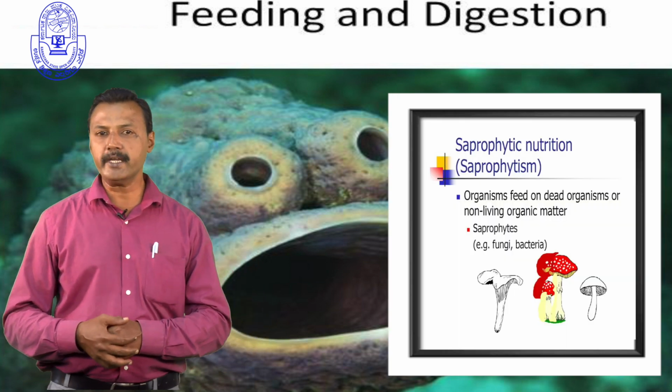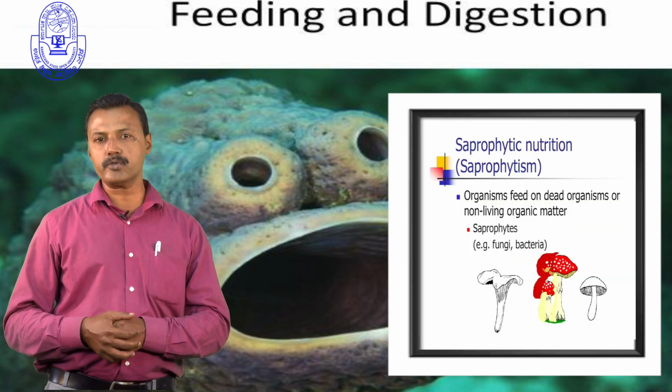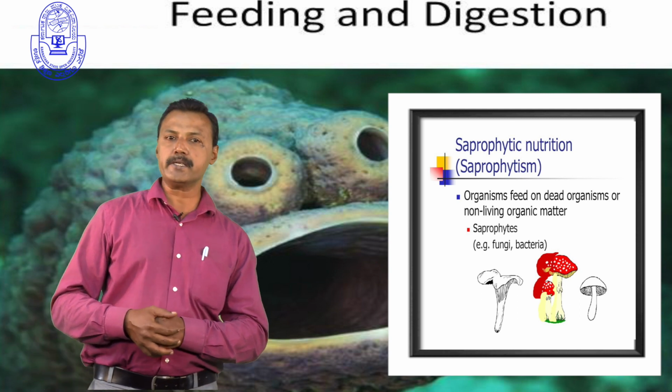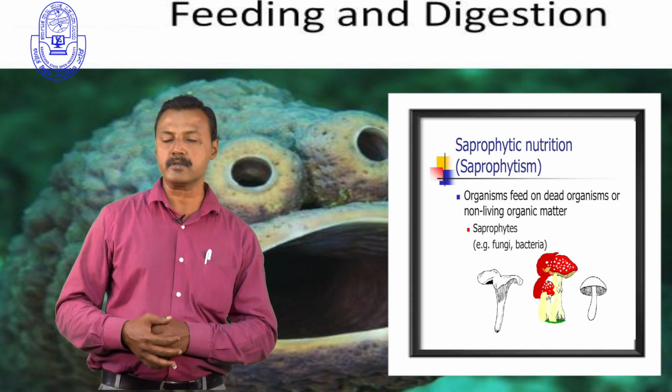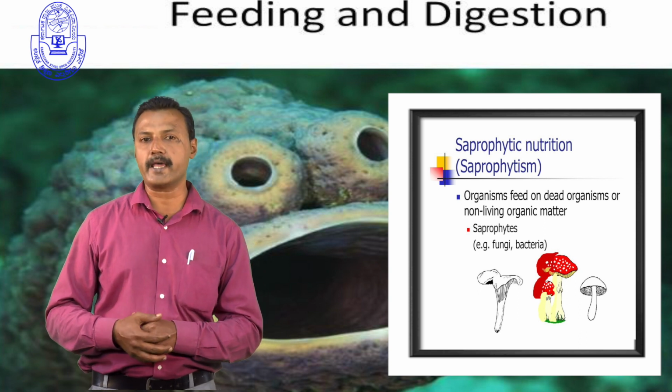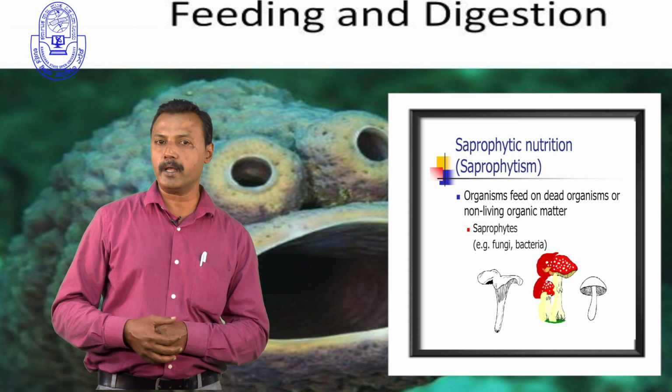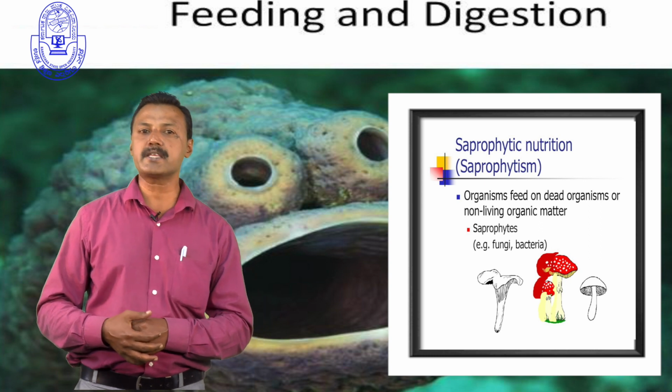Similarly, saprophytic nutrition is found in those organisms which feed on dead and decaying organic matter, and they receive nutrition as soluble particles. This is called the saprophytic type of nutrition.